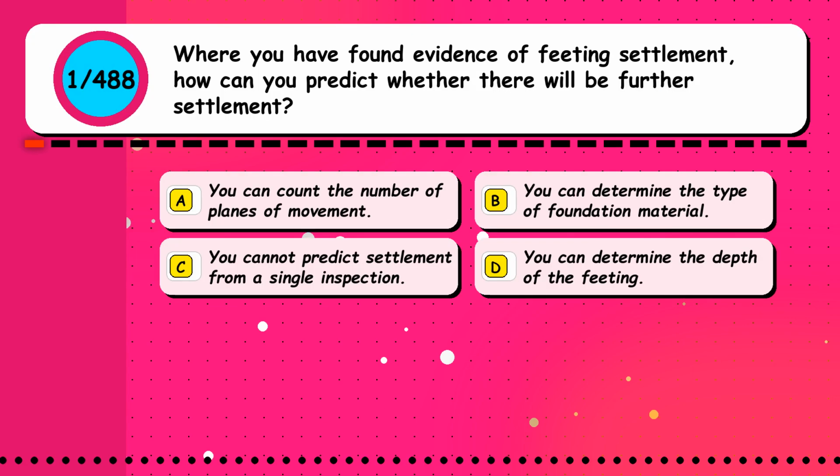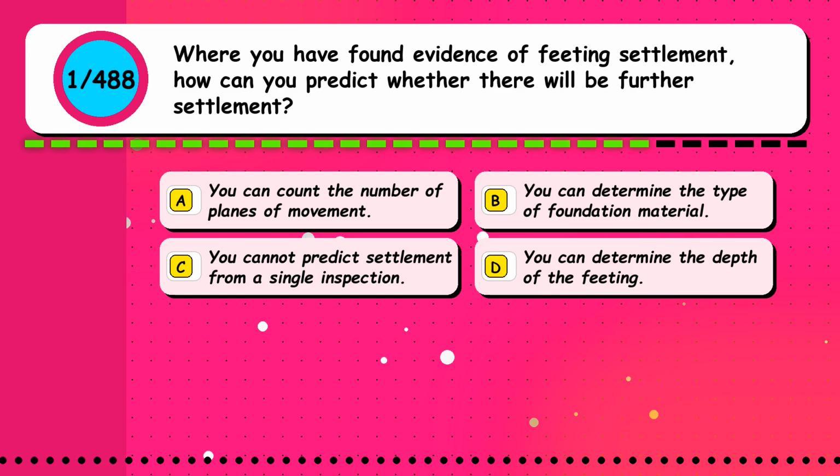Question 1. Where you have found evidence of footing settlement, how can you predict whether there will be further settlement? Option A. You can count the number of planes of movement. Option B. You can determine the type of foundation material. Option C. You cannot predict settlement from a single inspection. Option D. You can determine the depth of the footing.